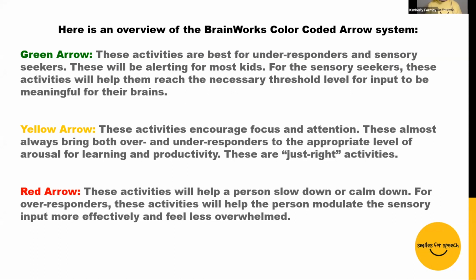The yellow activities are going to be activities that encourage a child to change their behavior so that they can focus their attention or to maintain a calm level of self-regulation so that they can focus. The red arrow activities are activities that will help a child or a person slow and calm themselves down. So these are the activities that you would choose if you see a child who's really overwhelmed and really stressed.